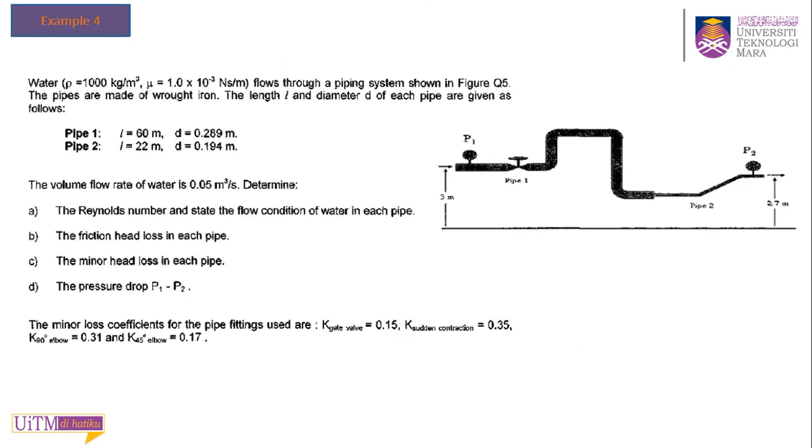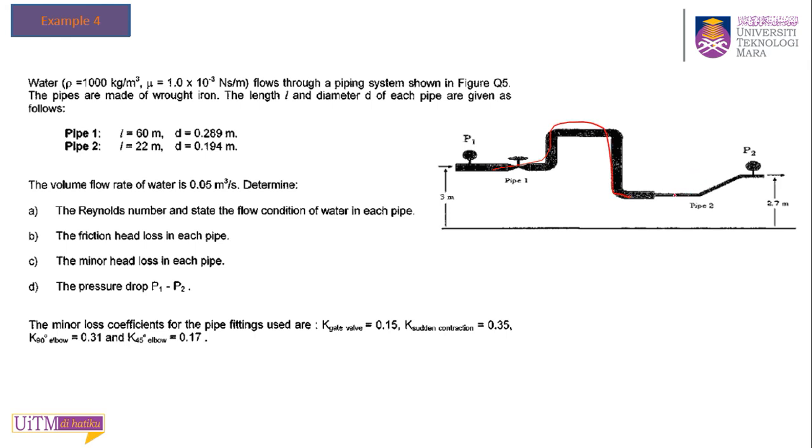Again, a second example. They give you here water, with density 1000 and dynamic viscosity 1 times 10 to the power of minus 3, flowing through a piping system shown in the figure. The pipes are made of wrought iron. The length L and the diameter of each pipe are given as follows. There are two different pipes, one big pipe, this one.